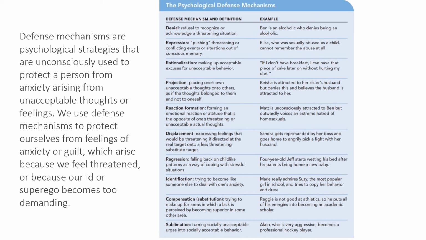And lastly, the defense mechanism here is sublimation. It is turning socially unacceptable urges into socially acceptable behavior. Alain, who is very aggressive, becomes a professional hockey player. So, these are several defense mechanisms that people generally use to avoid conflicting thoughts or anxiety.